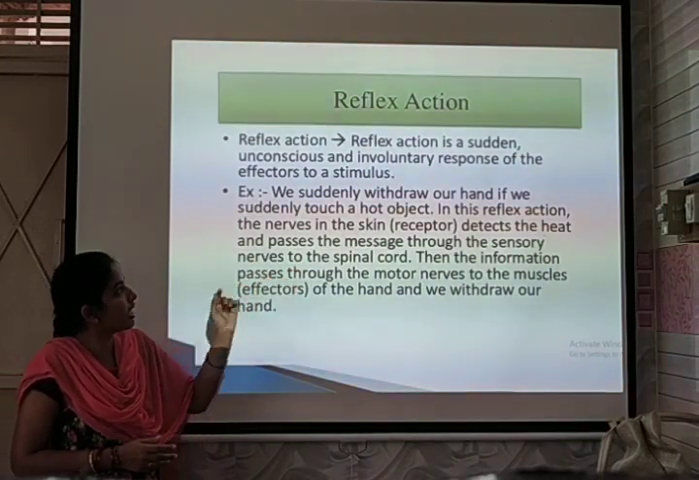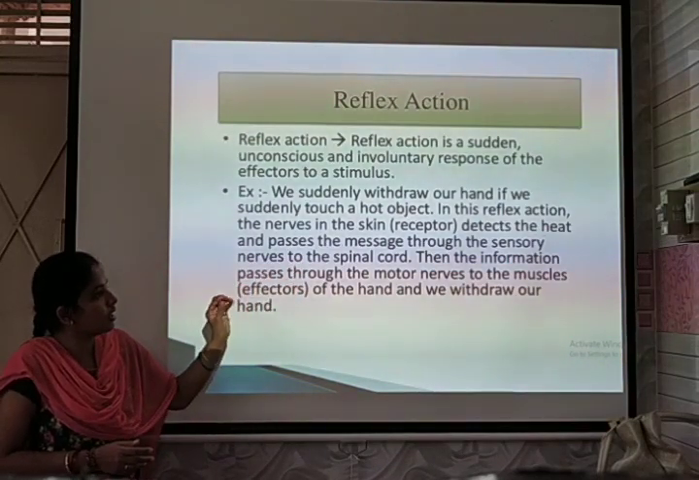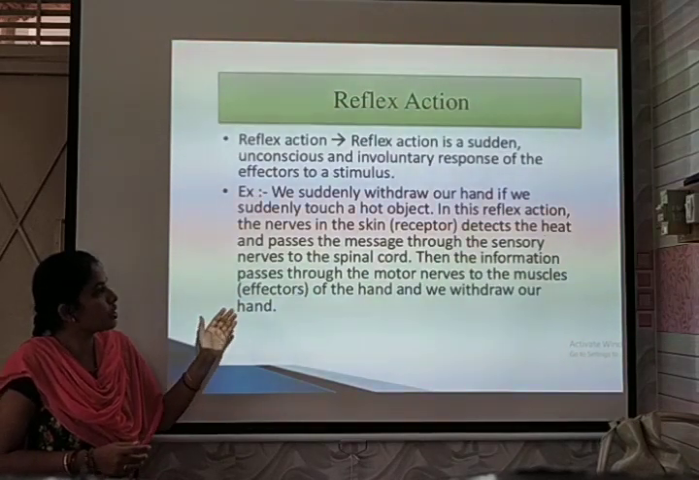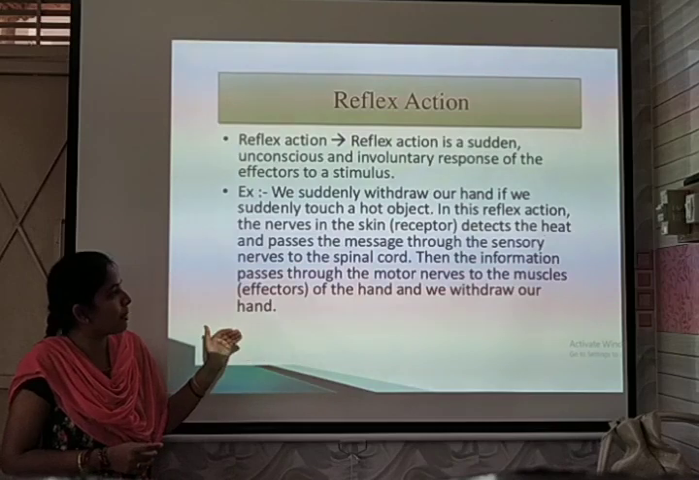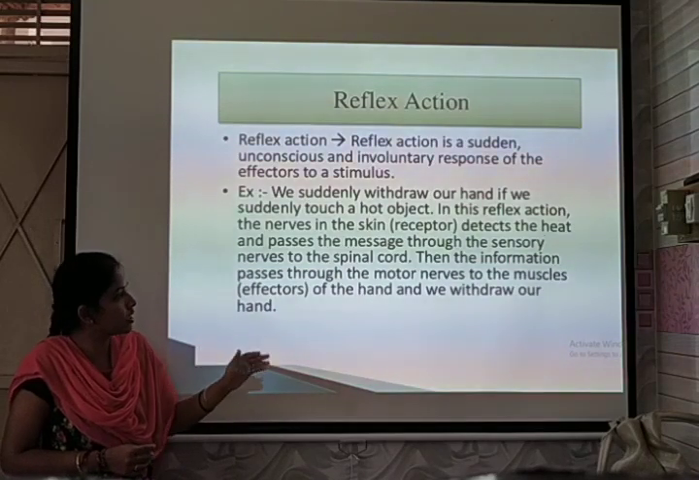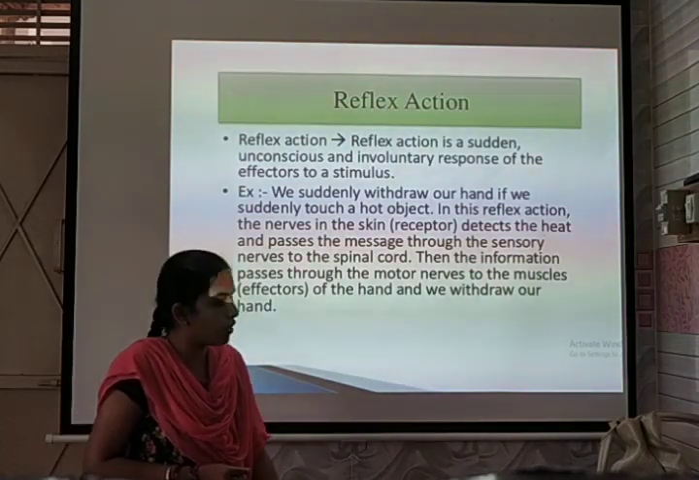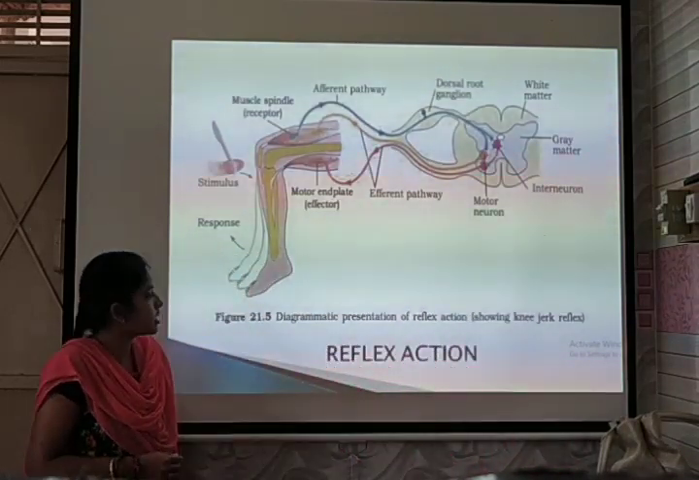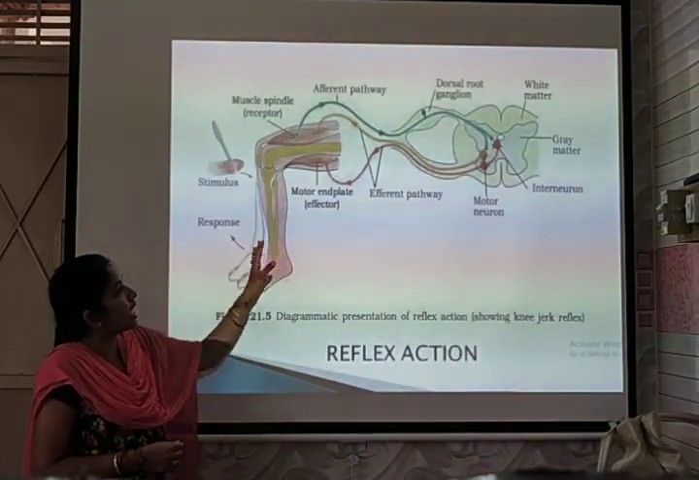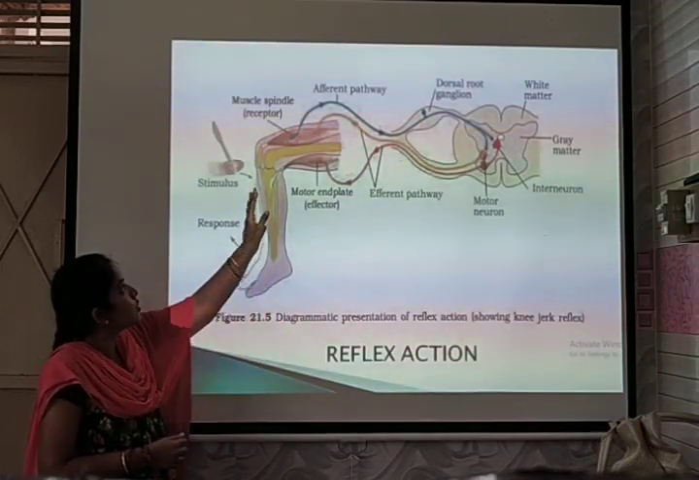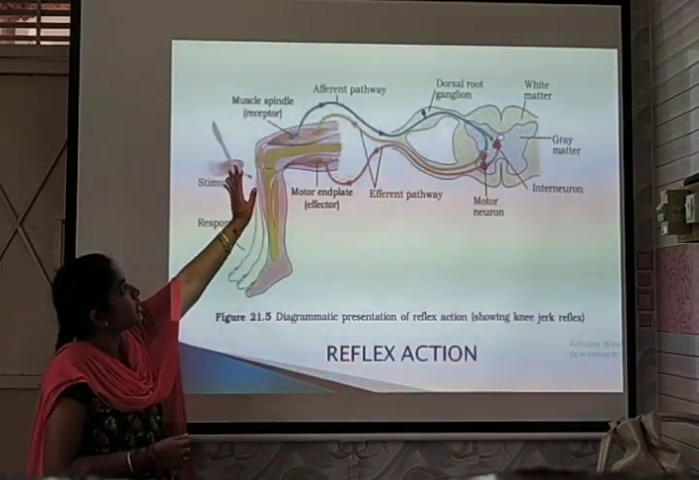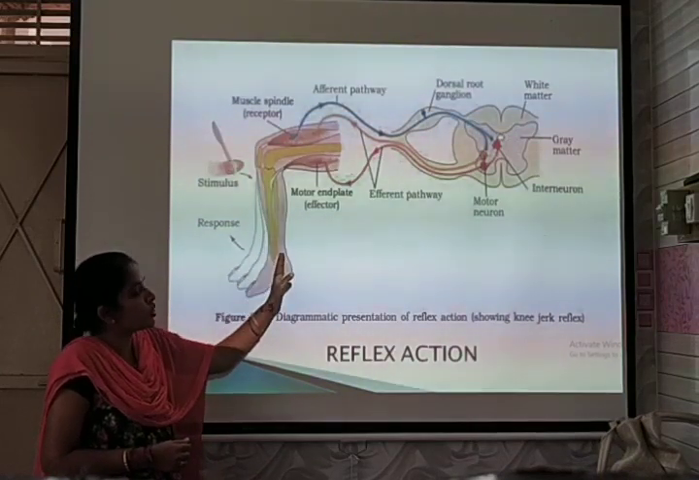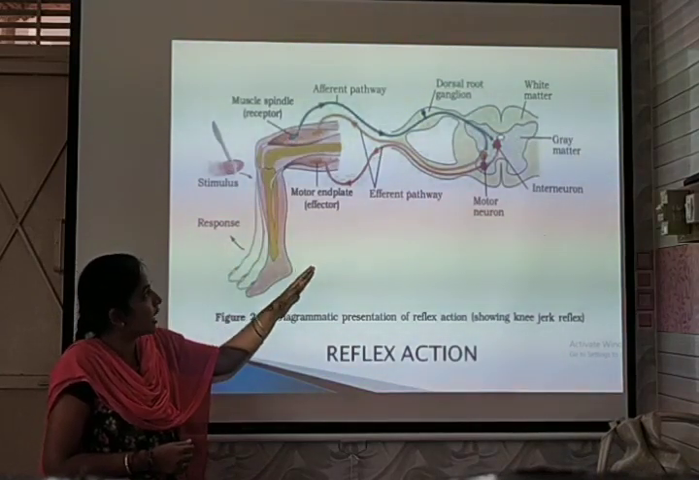In this reflex action, the nerves in the skin detect the heat and pass the message through the sensory nerves to the spinal cord. Then the information passes through the motor nerves to the muscles of the hand and we withdraw our hand. Next, the reflex action is described by a diagrammatic representation. When a rubber padded hammer is struck over the knee, without our consciousness we withdraw the leg back.